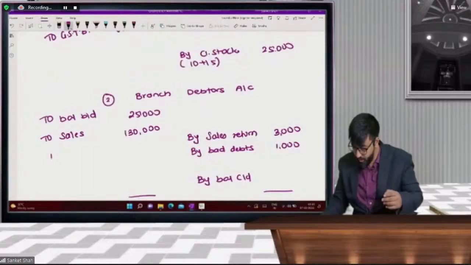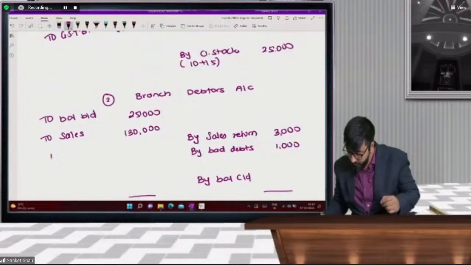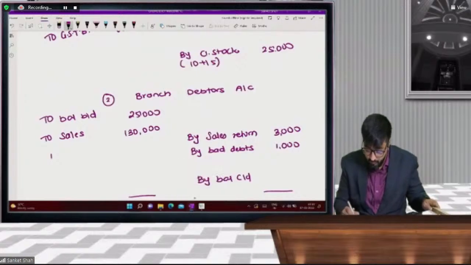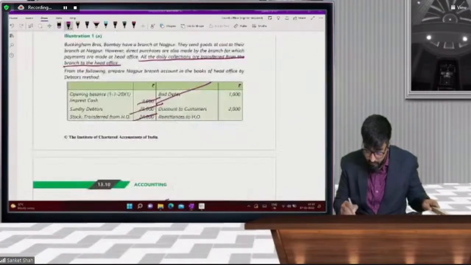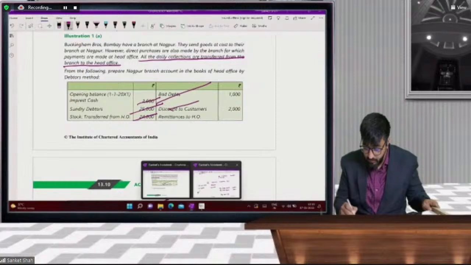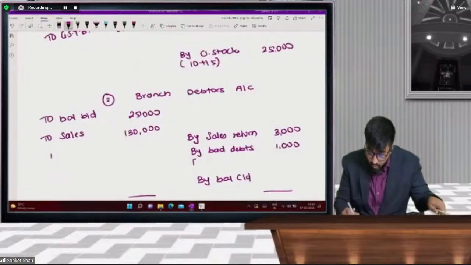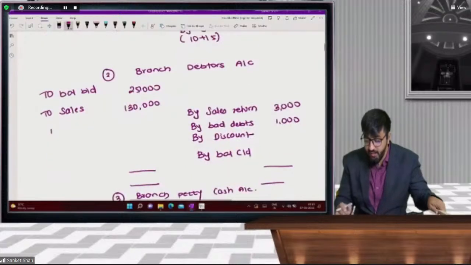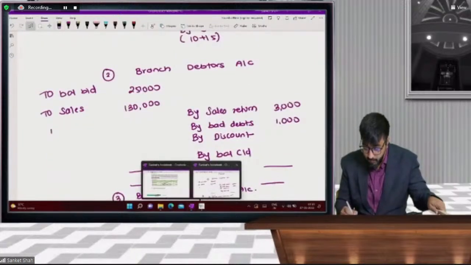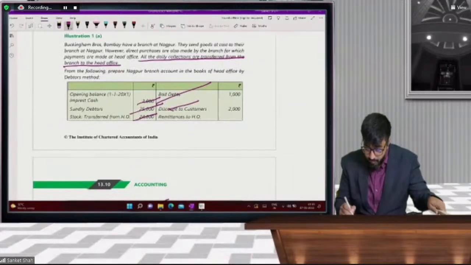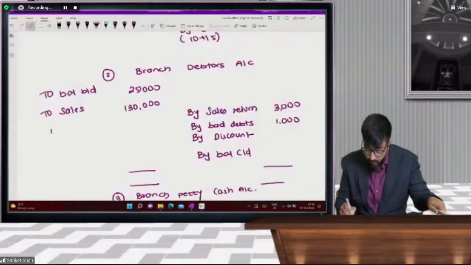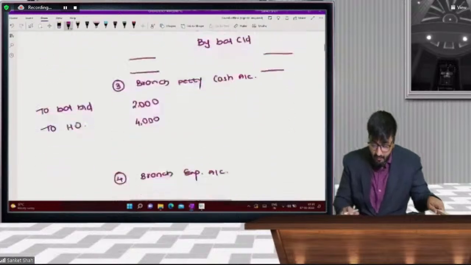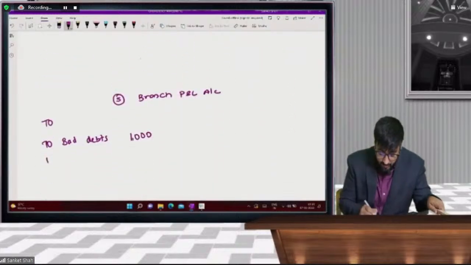Yes. Chalo. Next one. Discount to customer, by discount. Debtors account credit, by discount 2,000. And second effect, P&L account debit. Third line, to discount 2,000.